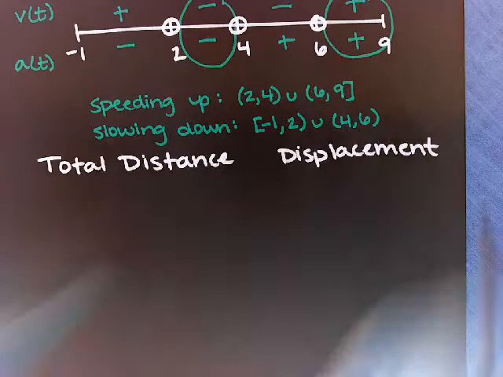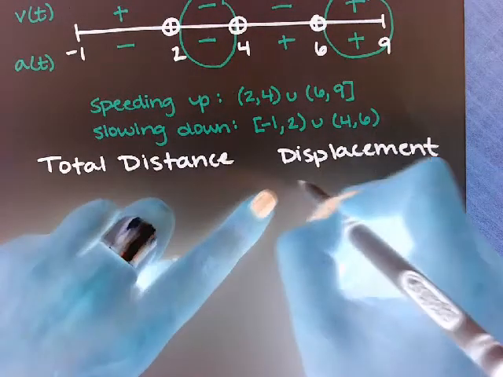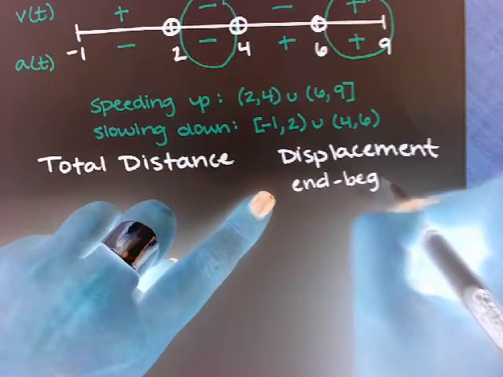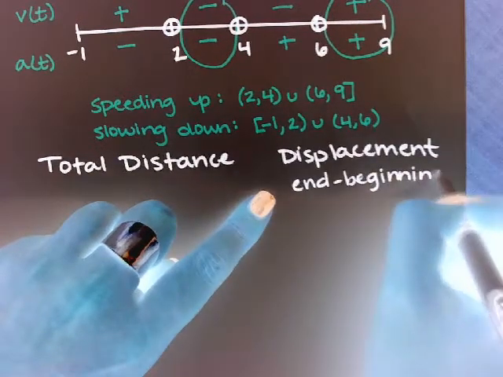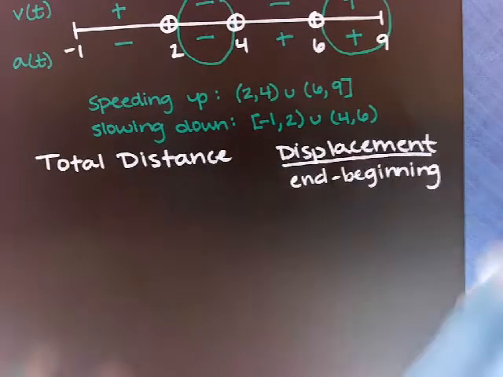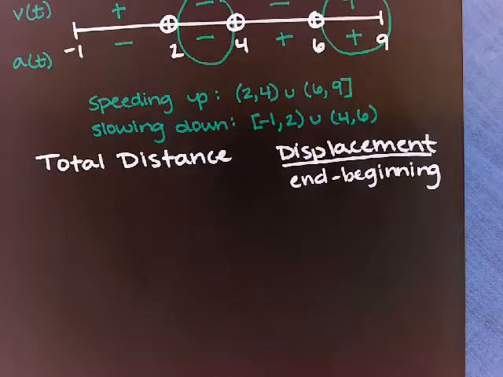Okay, so for displacement, we're going to remember, this is kind of like the formula, but it's very easy. We're going to say end minus beginning. So where you ended up minus where you began, that's how far you are away from where you began. That's your displacement.